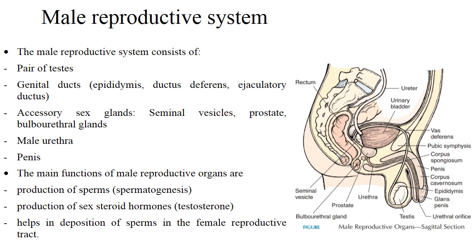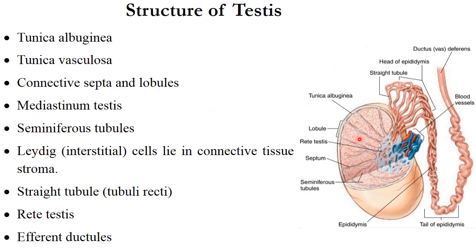Then the male urethra and penis form the male reproductive system, and its main function is production of sperms, production of testosterone. It also helps in deposition of sperms in the female reproductive tract.